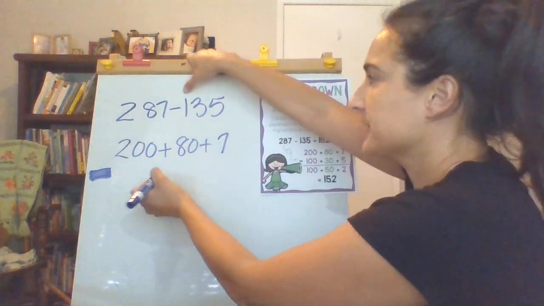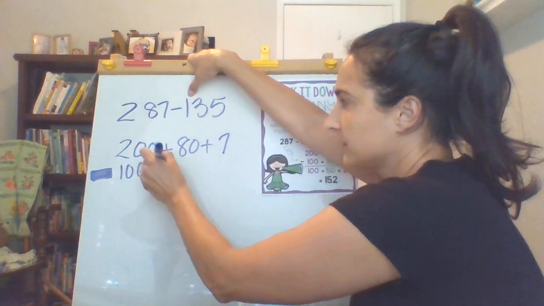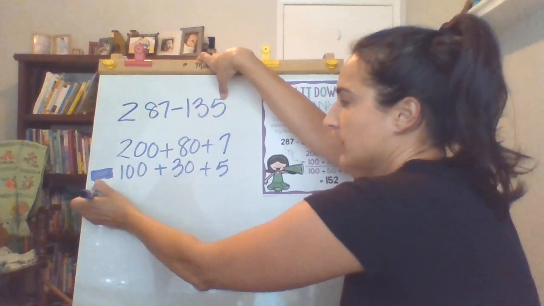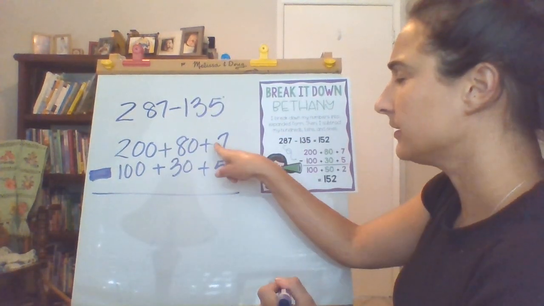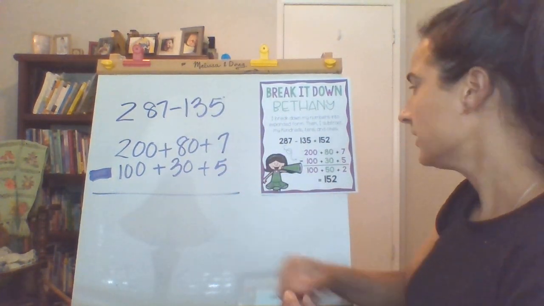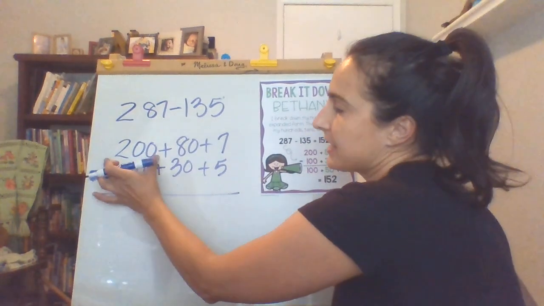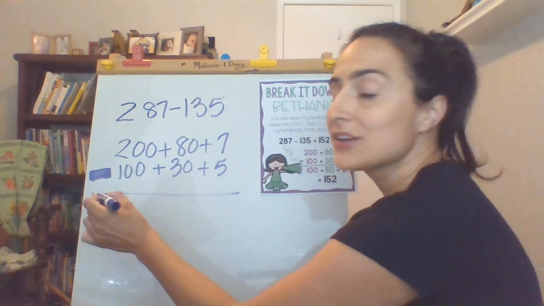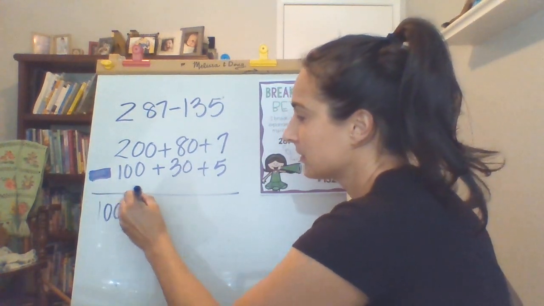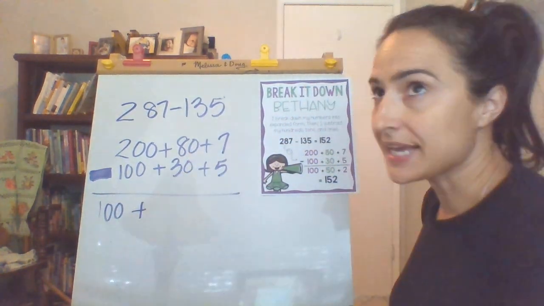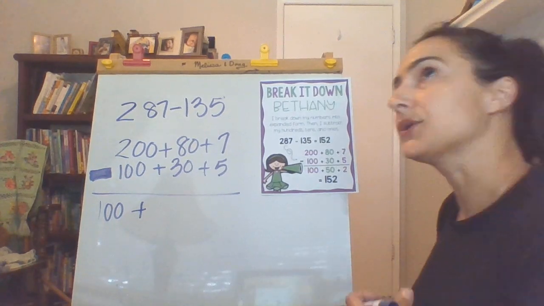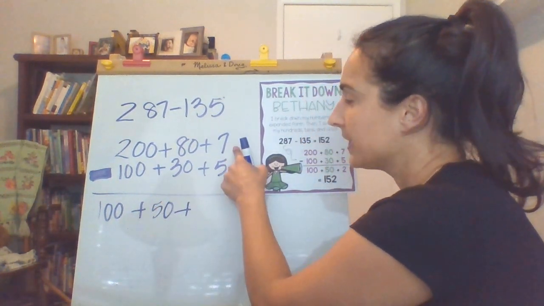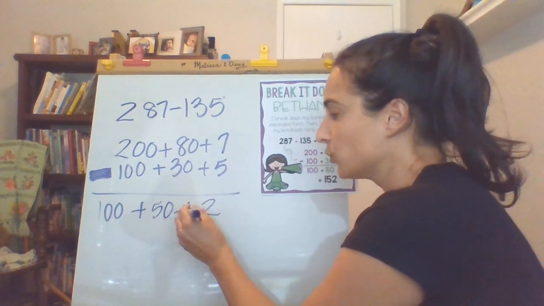Okay? And then I'm going to do this number, 100 plus 30 plus 5 ones. But I'm not going to add, right? I'm going to take away. So here we go. I'm going to take away my hundreds. 200 minus 100. What is that? Good, 100. 8 tens, so 80 minus 3 tens, 30, 50. And 7 minus 5 is 2.